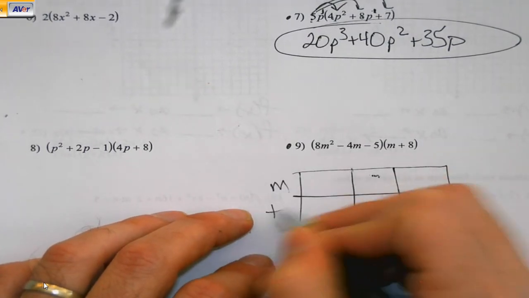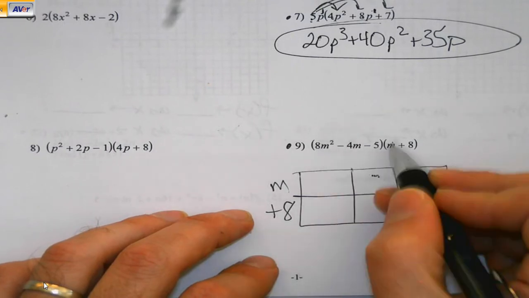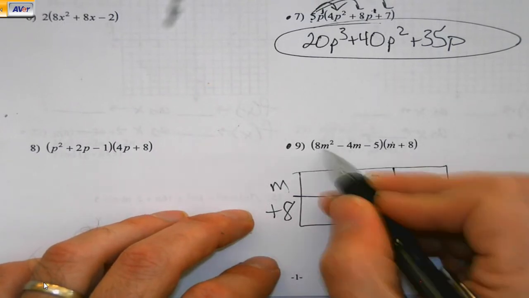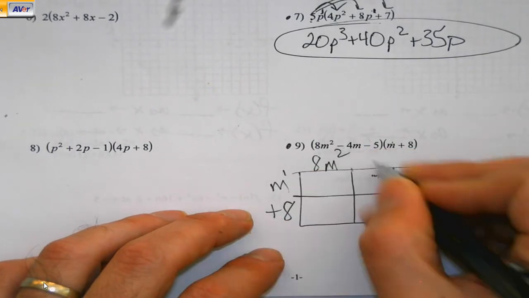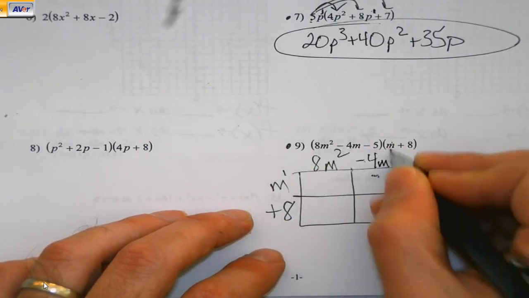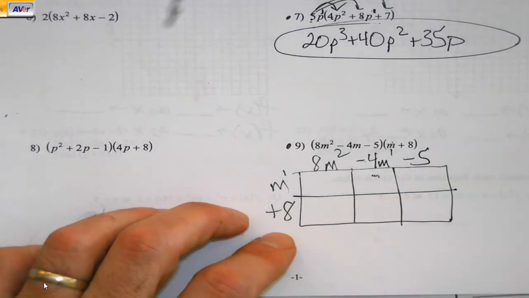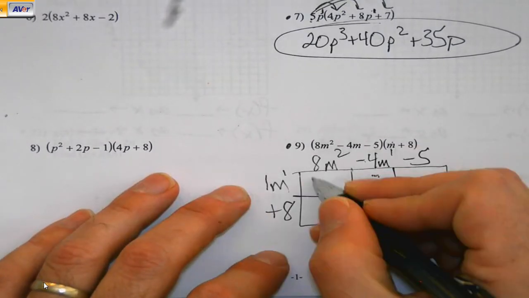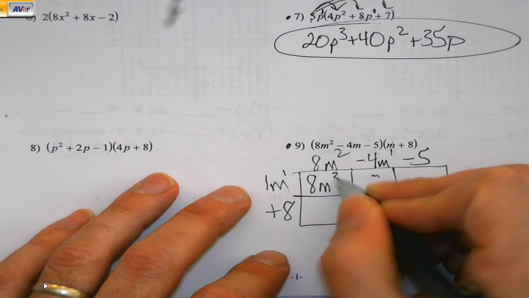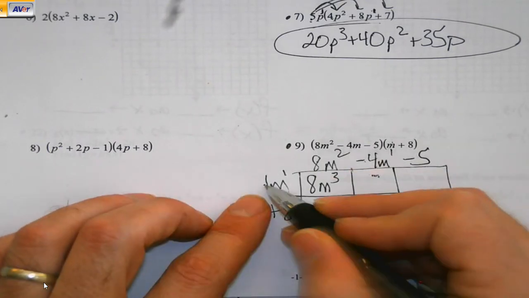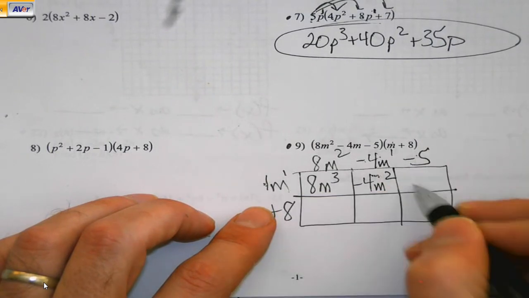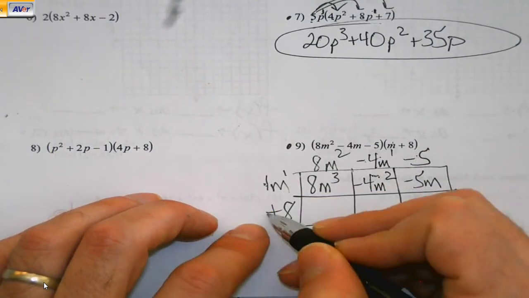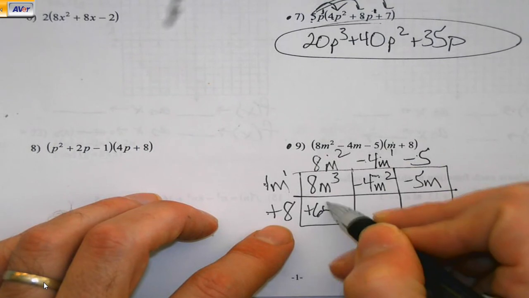I'm going to do a big old box. Now, could I distribute the m through and then distribute the 8 through? If you want to go that route, you feel perfectly free. I am more for organization and making sure I don't miss any of those things. So here, add my exponents, multiply my coefficients. And I'm going to do that all the way through.